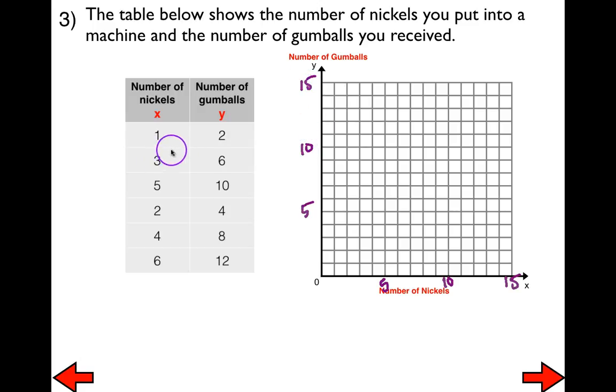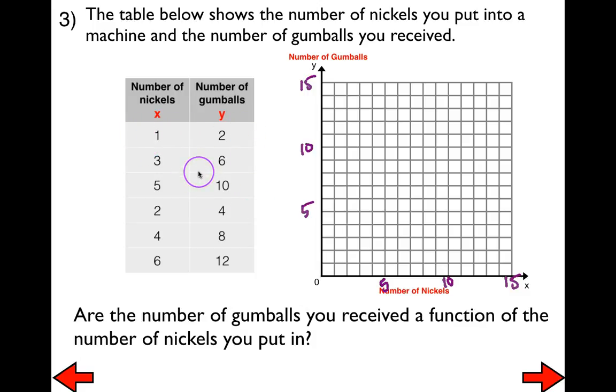Okay, so I'm going to go ahead and graph these ordered pairs. Technically, they're ordered pairs 1, 2. Wait, it says, are the numbers of gumballs you received a function of the number of nickels you put in? In order to answer this question, I'm going to go ahead and graph it, because if I graph it, I can visually see if it passes the vertical line test. Understand there's more than one way to figure that out, but on that note, let's just go ahead and graph it real quick. 1, 2, 3, 6, 5, 10, 2, 4, 4, 8, and 6, 12.